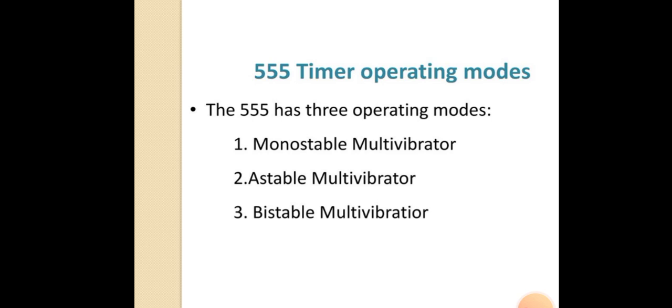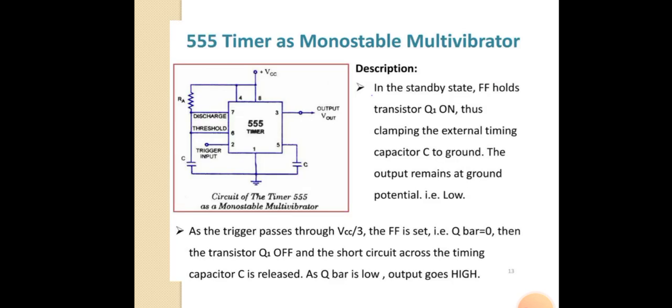The 555 timer will operate in 3 modes, that is monostable multivibrator, astable multivibrator and bistable multivibrator. Today we are going to see about monostable and astable multivibrators. This is the circuit for the monostable multivibrator.